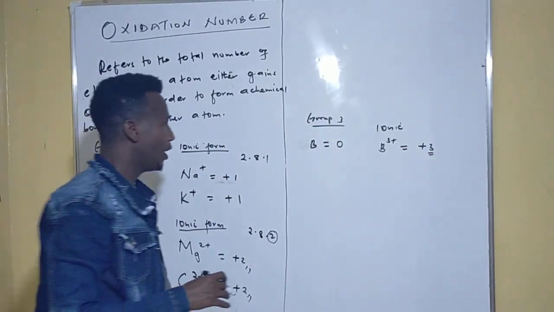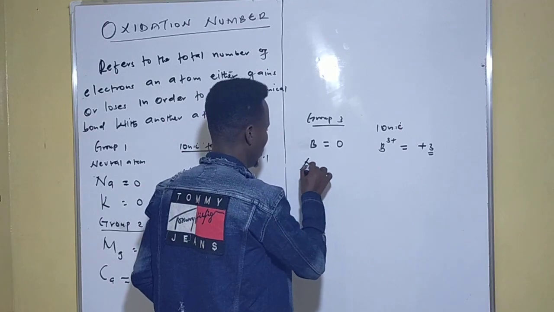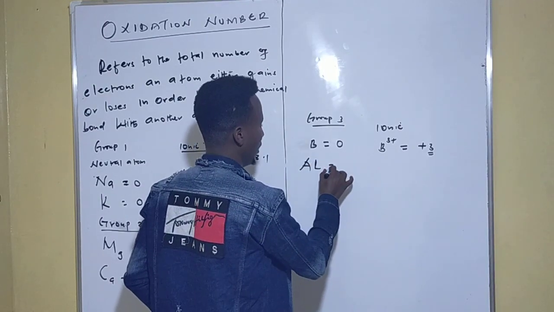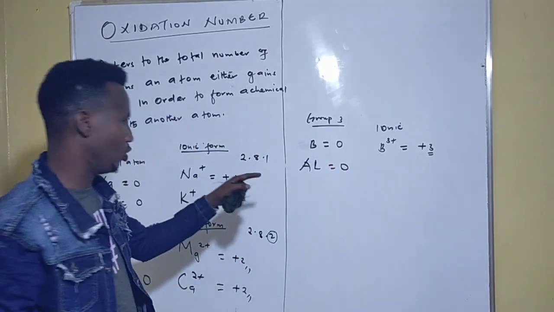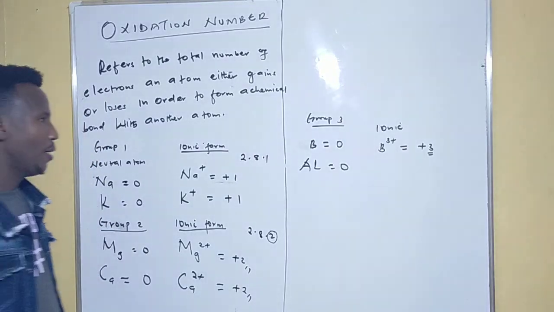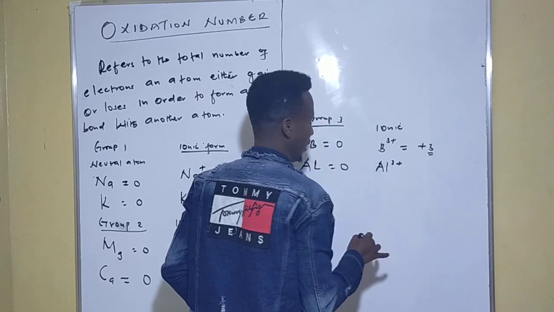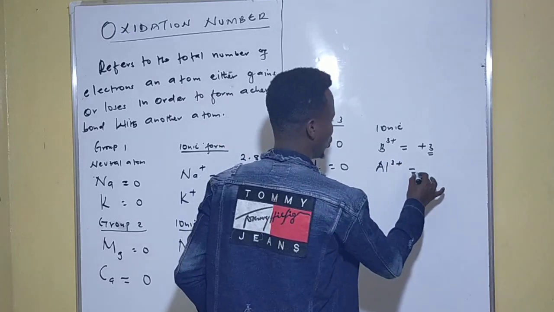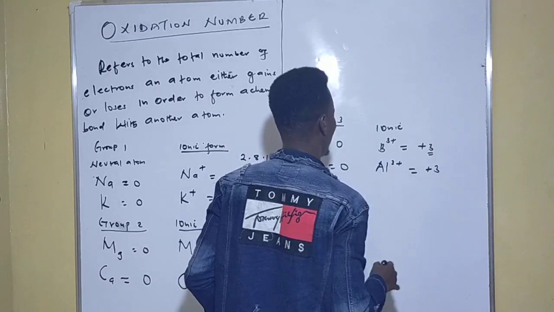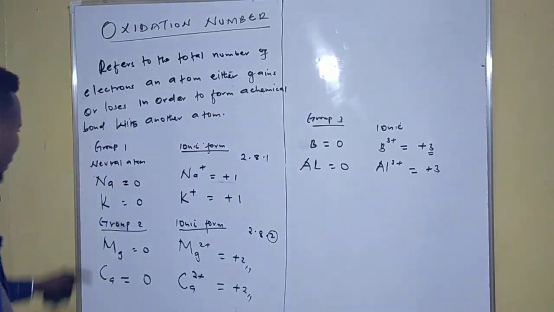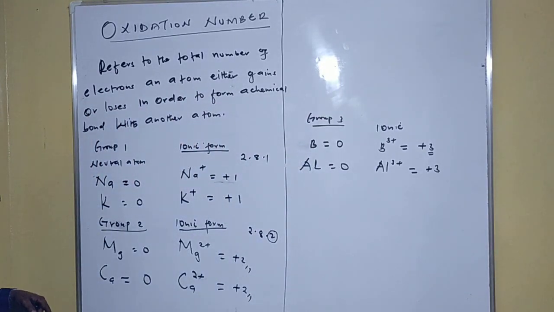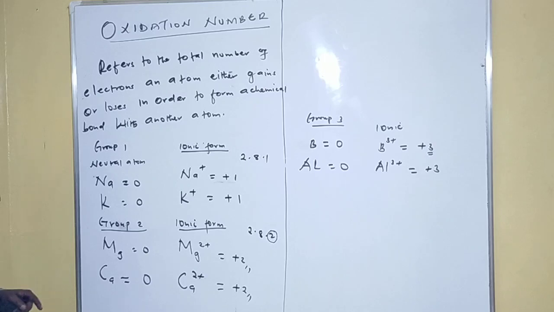Okay? Then we have also aluminium. Aluminium atom, which is neutral, the oxidation number is what? Zero. But aluminium ion is written like this, Al3+. So the oxidation number will also be +3. Okay? These are what? Metals. Remember, when you are writing the oxidation number, the sign will appear before the number. Just understand that. Sign followed by the number.